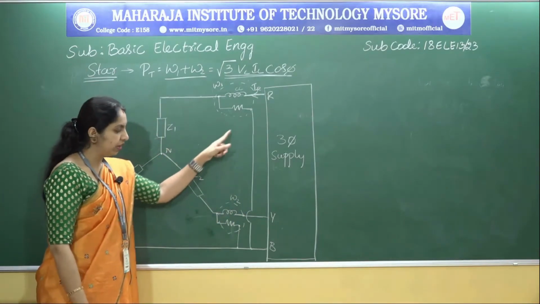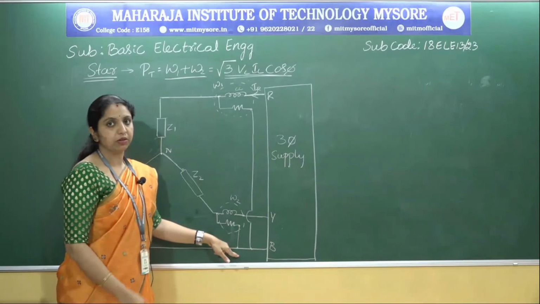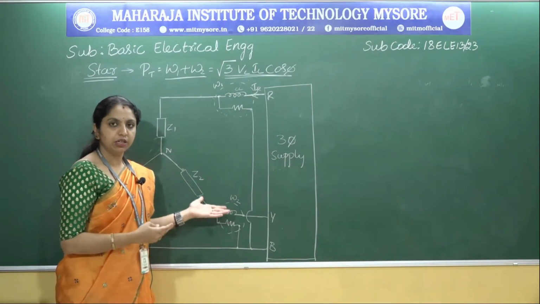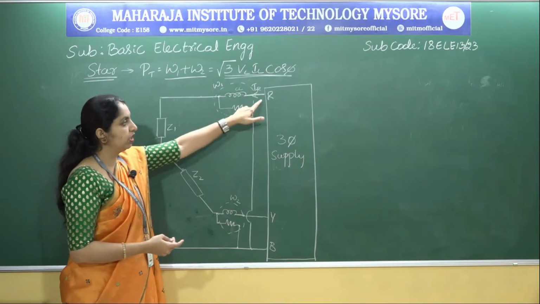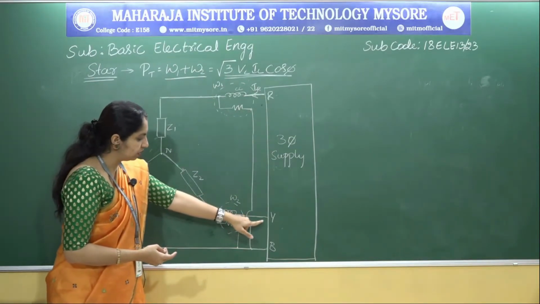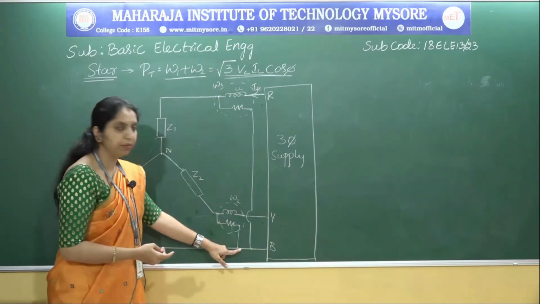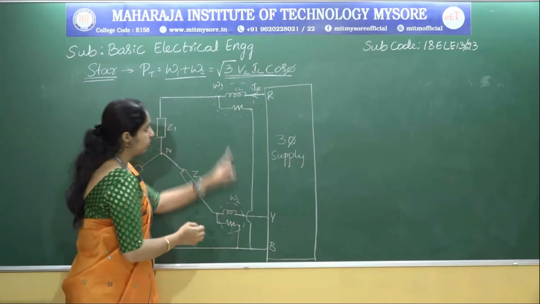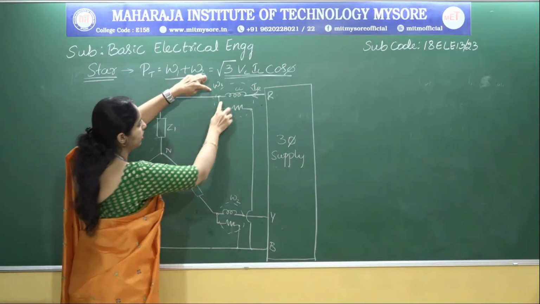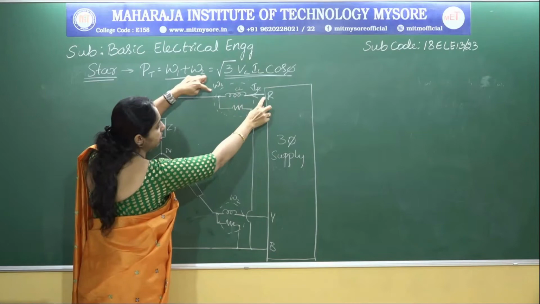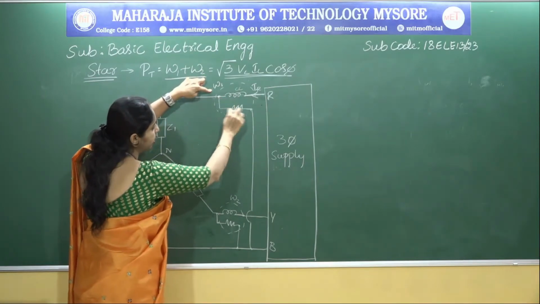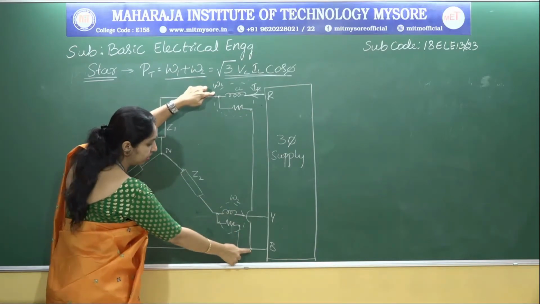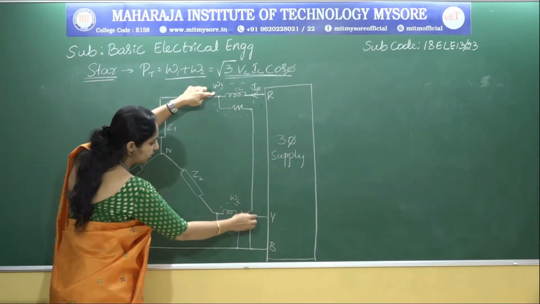Even though we have 3 lines R, Y, B, we can have only 2 wattmeters, so we can choose any point out of these 3. But in this case, I have chosen R and another one at Y. I have taken B as a reference, that is the ground point. So let me recall: the current coil is directly given to the line R, and one end of the potential coil is connected here, and the other end of the potential coil is connected to B. You can just see here.